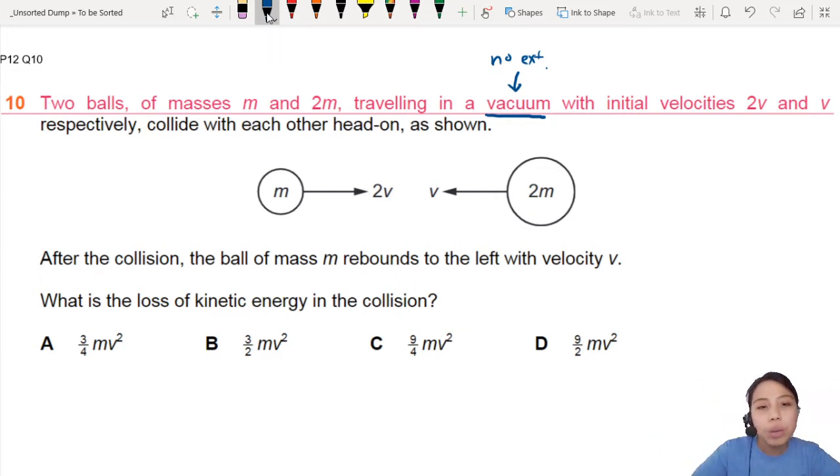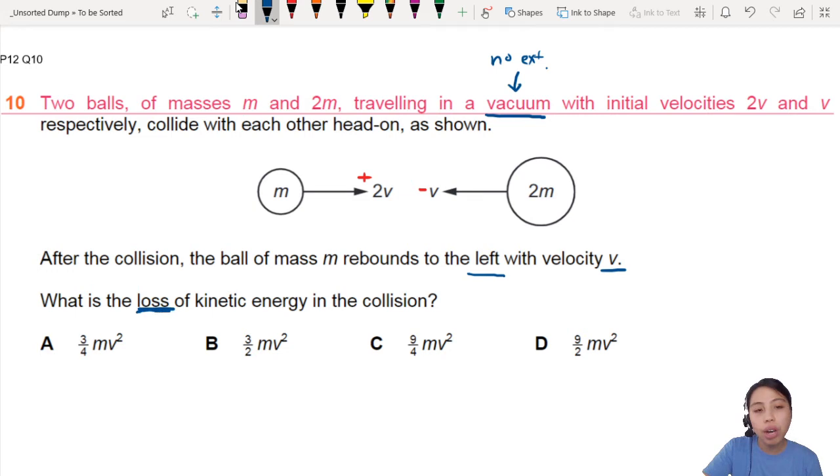Bam. The thing you need to remember is velocities are vectors, so if you say to the right is positive, to the left will be negative. So keep that in mind. After the collision, the ball of mass m rebounds to the left with velocity v. Okay, so rebound to the left, velocity v. What is the loss of kinetic energy?